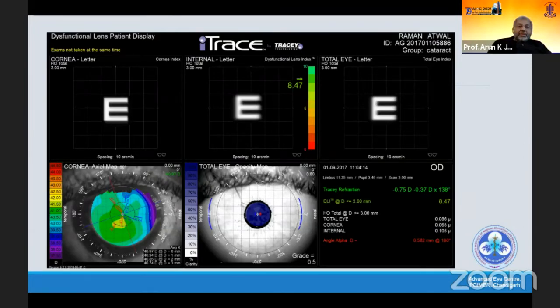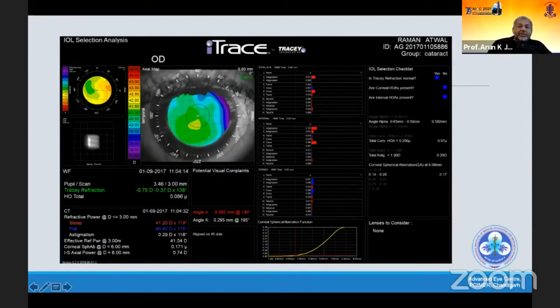And this is another case with just an internal corneal spherical aberration of 0.17. So here there is no other contraindication, but the angle alpha is high. So here you would like to choose maybe an aspheric balanced design IOL from Hoya, which to some extent negates the coma aberration because of the large angle alpha.